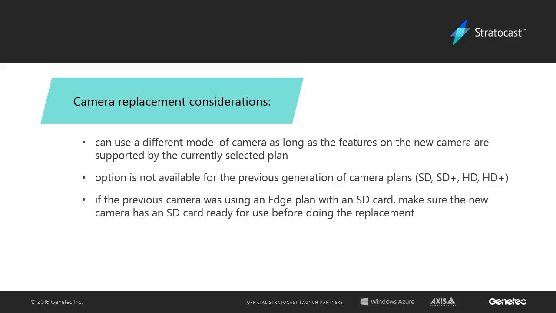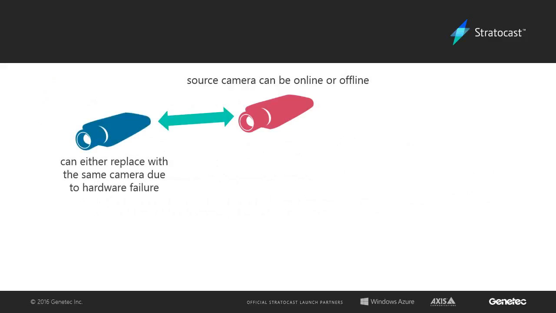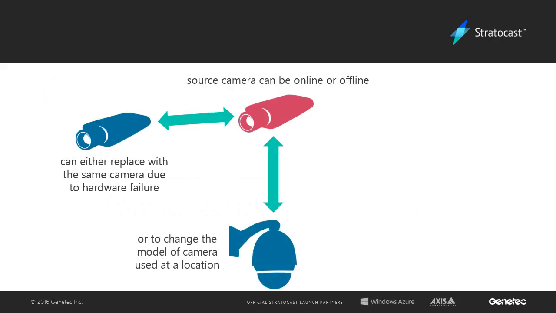If the camera we are replacing was recording on an SD card using an Edge plan, we'll need to make sure the new camera has an SD card ready for use, otherwise the replacement will fail. The camera to be replaced can either be in an offline or online state. The replace function can be used in cases where we have a hardware failure on a camera and we want to swap it out, or in case we want to change the model of the camera being used at a particular location.